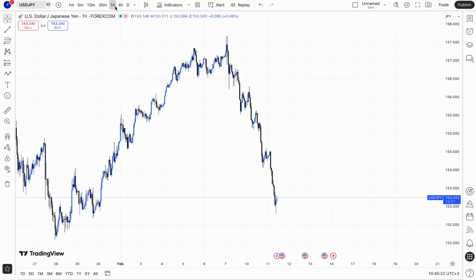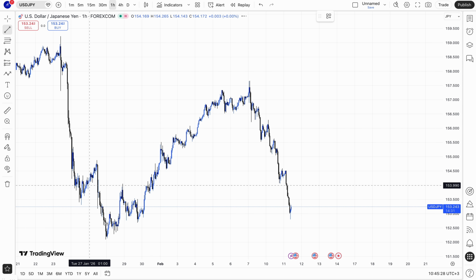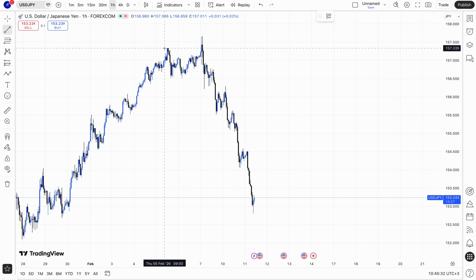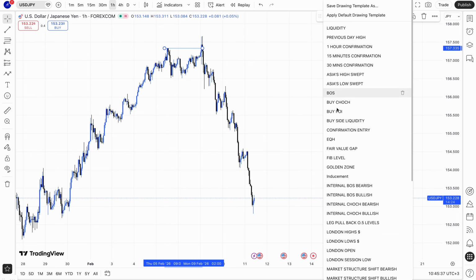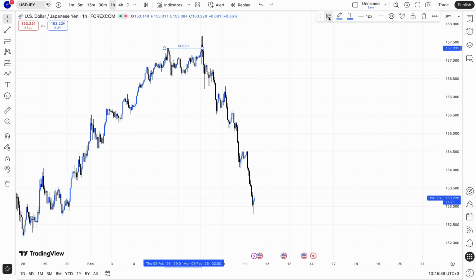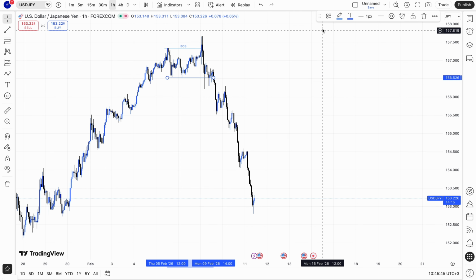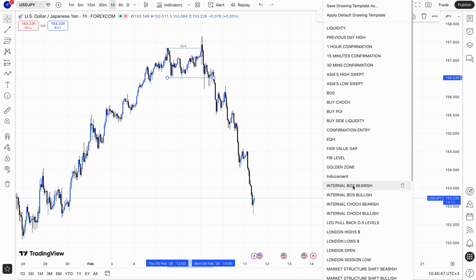Then UJ is also very simple. You had a clean trade around here, and it's the same thing. The price was moving up, then it changed down. Then this was our last break of structure to the upside. Then the price shifted to the downside. That was a very nice shift.